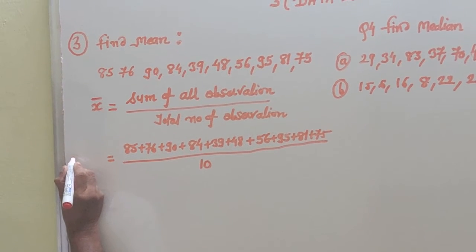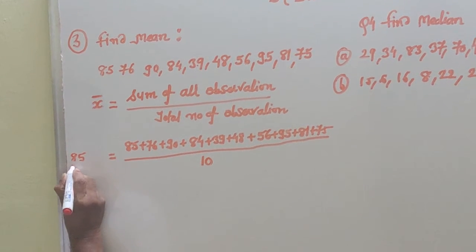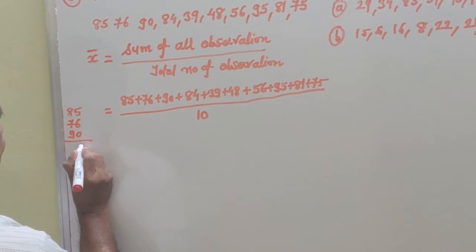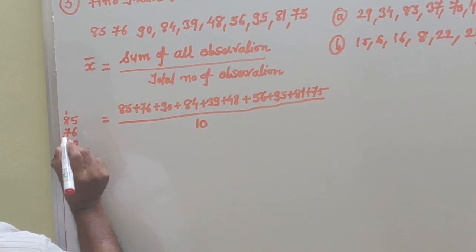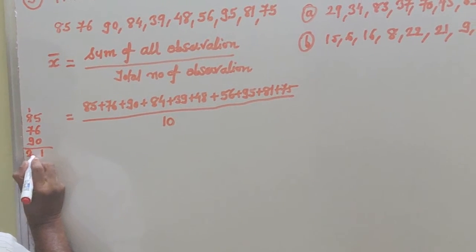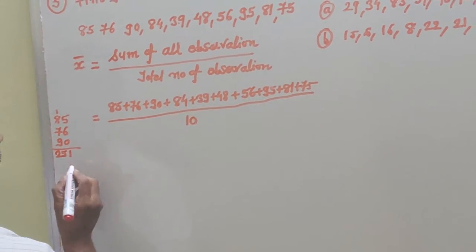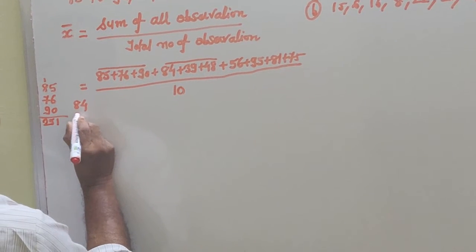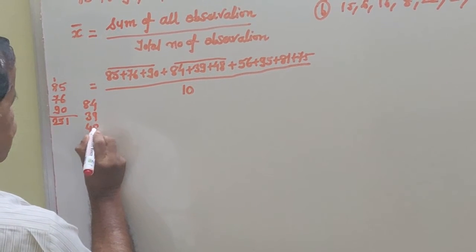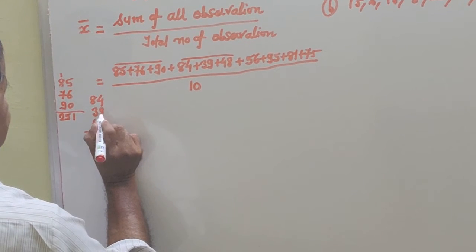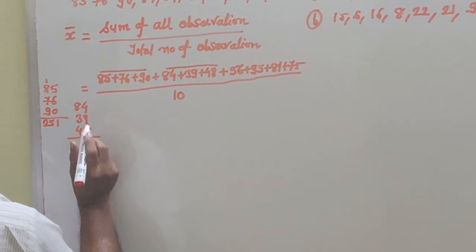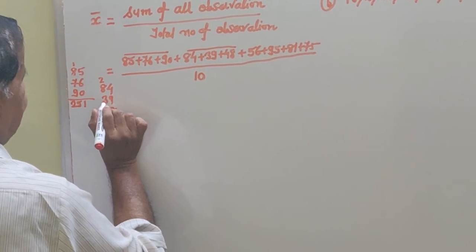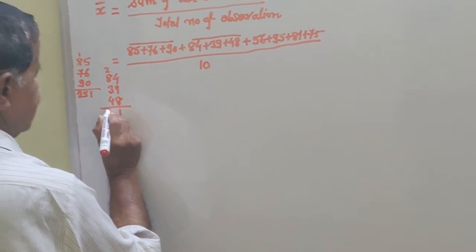For this, you can make combinations of three numbers very easily. What will come here? 6 plus 5 is 11, carry 1, 16, 9, 25. Now these three numbers: 84 plus 39 plus 48. 9 plus 8 is 17, 17 plus 4 is 21, carry 2, 8 plus 2 is 10, 10 plus 3 is 13, 13 plus 4 is 17.